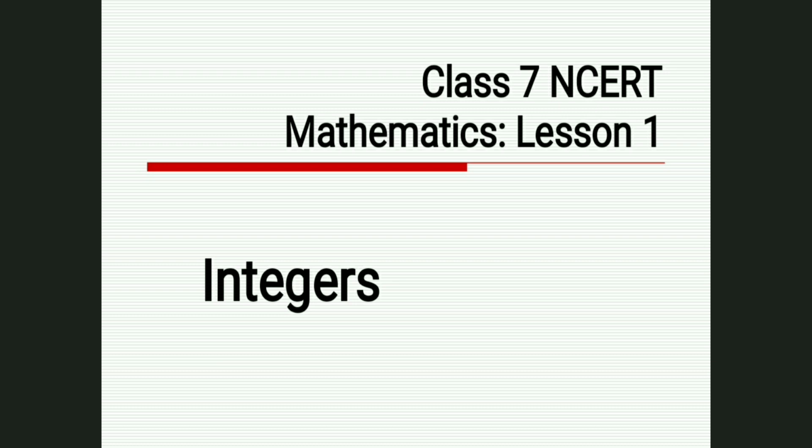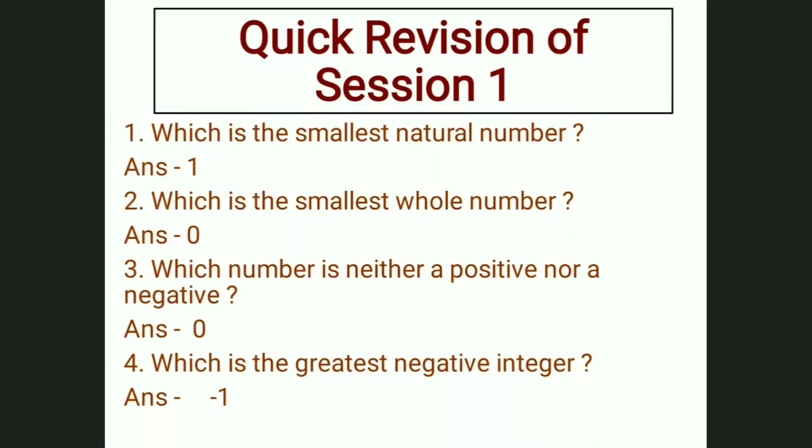Now today we will just quickly revise what we have learned yesterday. Children, tell me, what is the smallest natural number? Yes, it is correct. 1. Which is the smallest whole number? Yes, correct. It is 0.